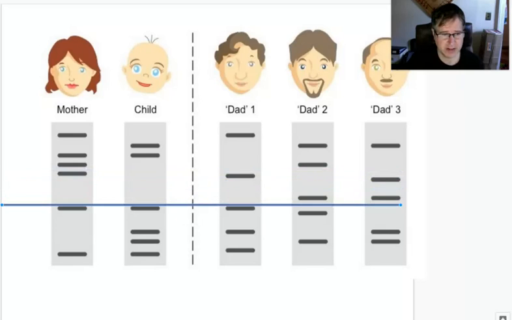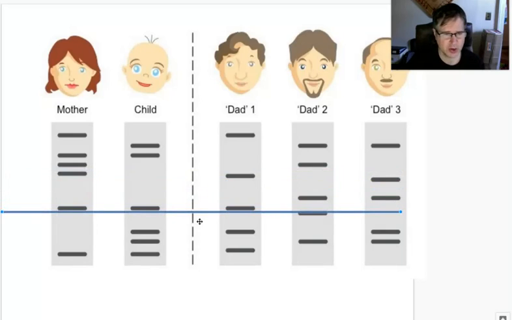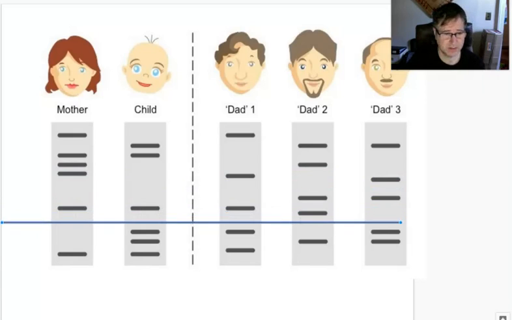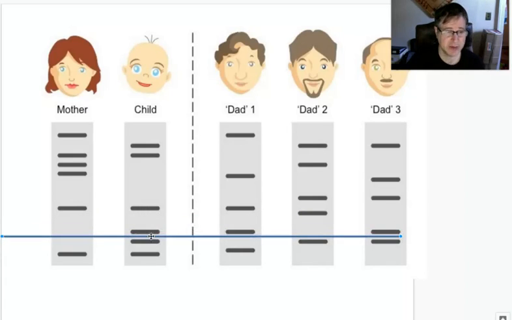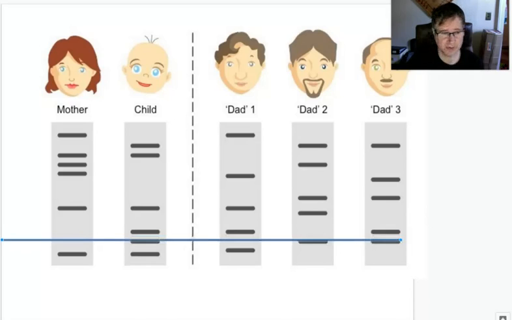I'm going to come down to this next band. So does this band help me? It doesn't, because the mother has the band. Let's look at this next one. Now this one helps me because mom doesn't have it. Does dad number 3 have it? He sure does. So he's still a possible father.